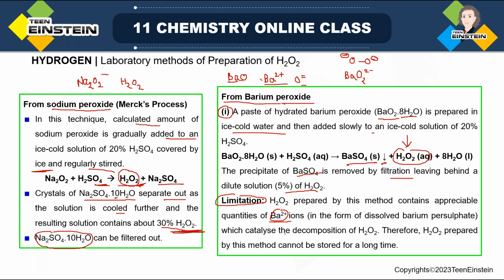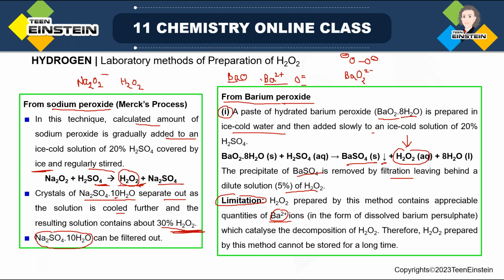So to prevent that, what we can do, that is this method, it is not very good for it. Fine. Now Ba2+ in the form of dissolved barium persulfate. Barium persulfate is BaO8H2. Detailed structure you don't need, just remember here in this method we have some Ba2+ and these ions are a catalyst for the decomposition of H2O2. So the H2O2 that will be produced, we cannot store it for a long time. So this is the drawback of this method compared to the previous one, right?